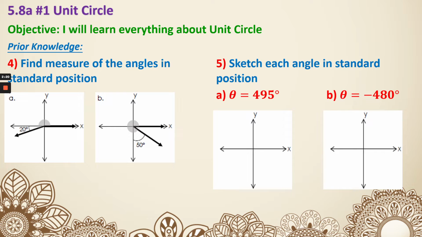Next, number 4. Find the measure of the angles in standard position. You're given part of the things to help you. If this part is 180, the whole thing is basically having this part as the extra. So it's 20 degrees plus the straight angle, which is 180 degrees. That's going to give you the actual standard position angle, which is 200 degrees.